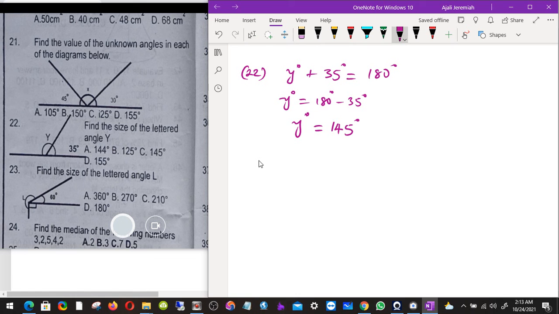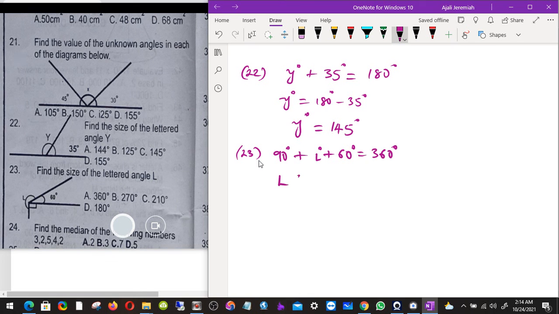Okay, number 23, looking for L. This is angle at a point, so if we go round we're going to get 360. This is 90 degrees, this is the shape for 90 degrees. So 90 plus L plus 60 degrees completes it, 360. So 90 degrees plus L degrees plus 60 degrees is equal to 360 degrees.